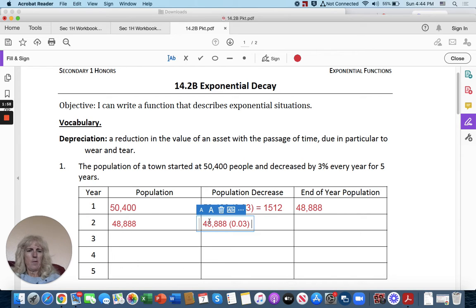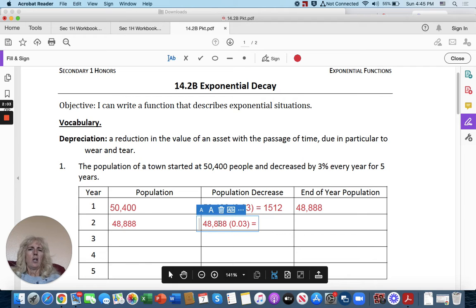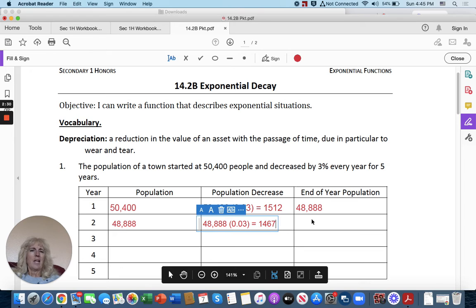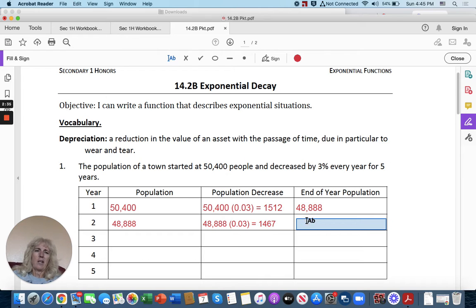And we don't get the same number as the one above because we started with less. See how we start with 48,000 instead of 50? So 3% of this is going to equal, I'm going to get my handy dandy calculator out, and I got 1,466.64. Now, because there's no such thing as 0.64 of a person, we're going to round that up to 1,467. So when you're doing story problems, if it doesn't make sense to have a half or a decimal of something, you need to round to the nearest whole number.